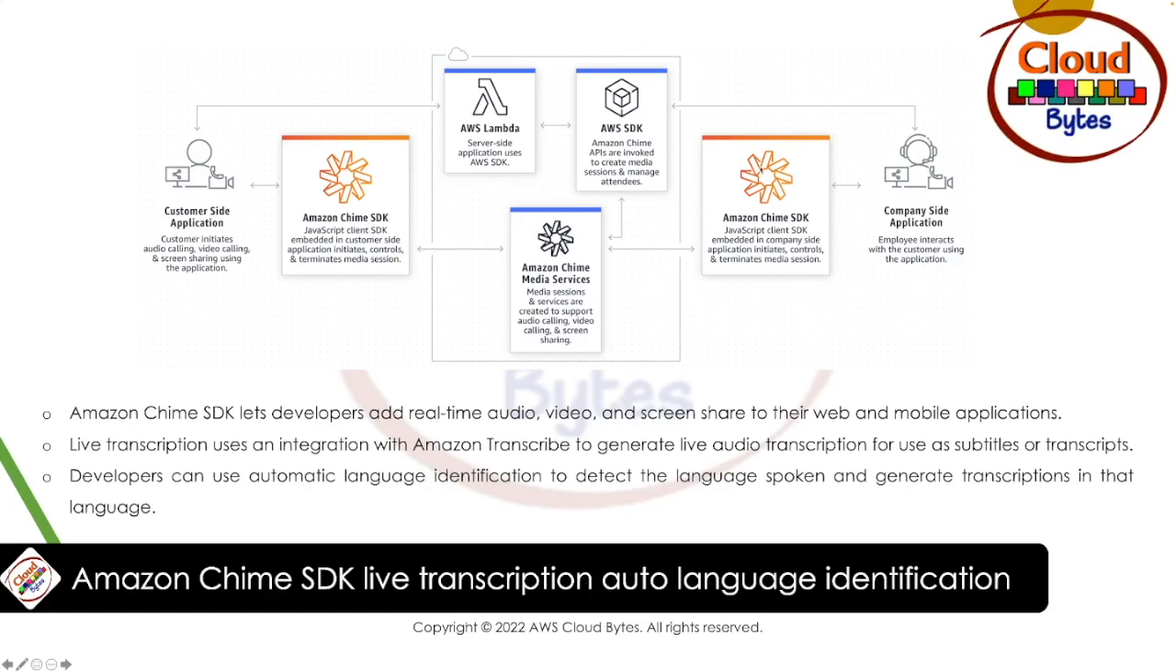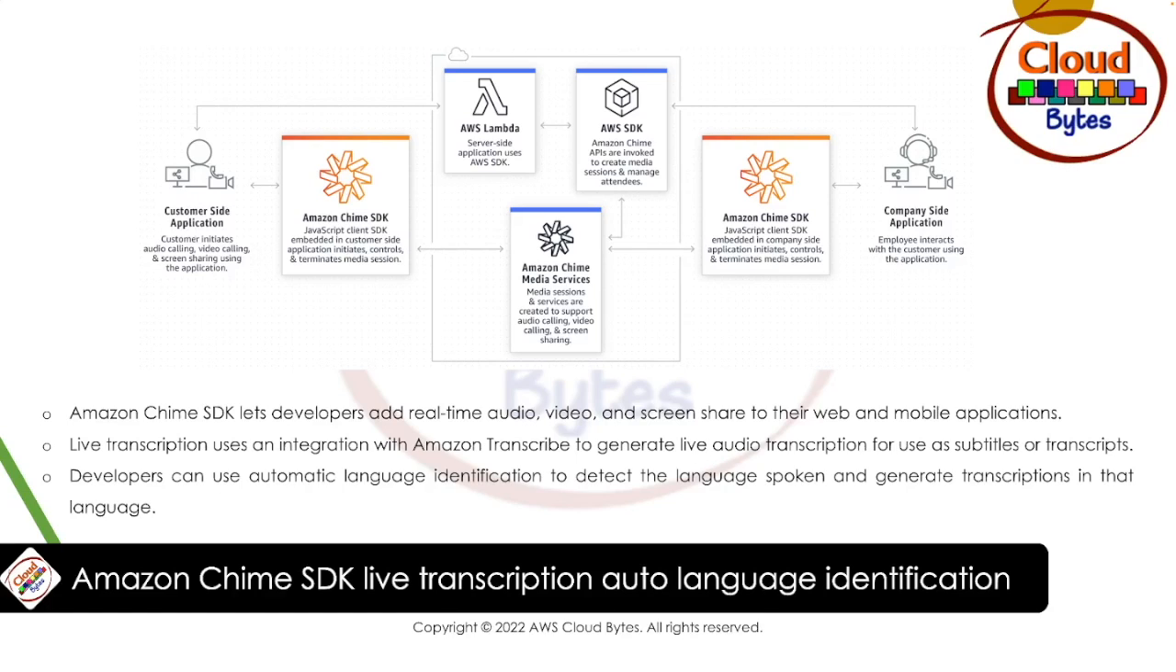There is an example of AWS Chime. You have the customer side where the AWS Chime SDK is there. You have a JavaScript client SDK, and there is another JavaScript client SDK from the company side. You have AWS SDK, which creates media session and manages attendees. You have Lambda, which is a server-side application that uses the SDK again. Then you have media services. So this example shows you how the customer, external or internal, both connect to AWS Chime SDK to interact with SDK for having an interaction such as real-time audio, video, and screen share.